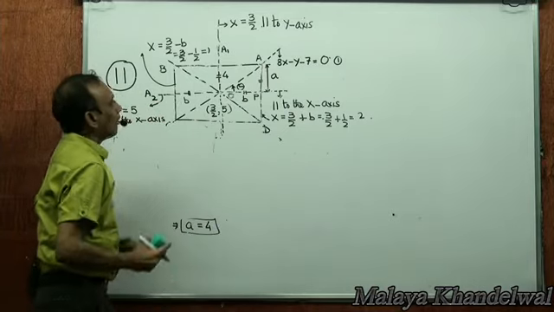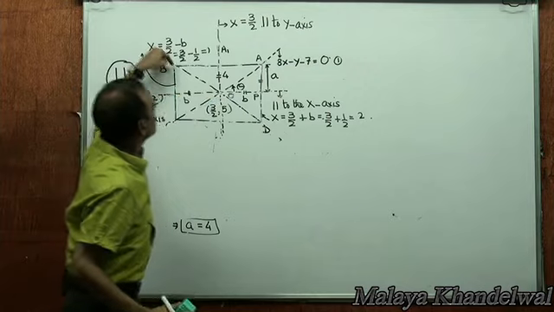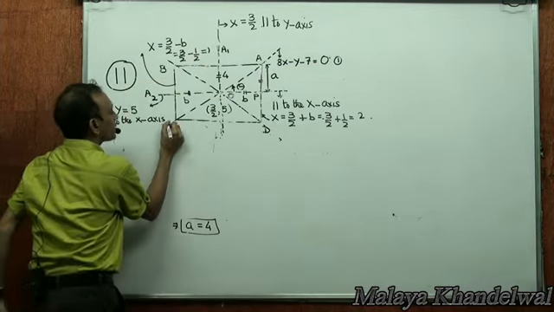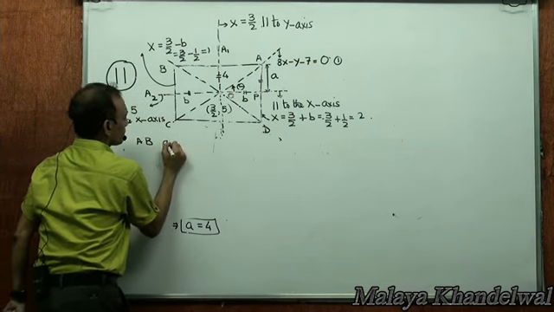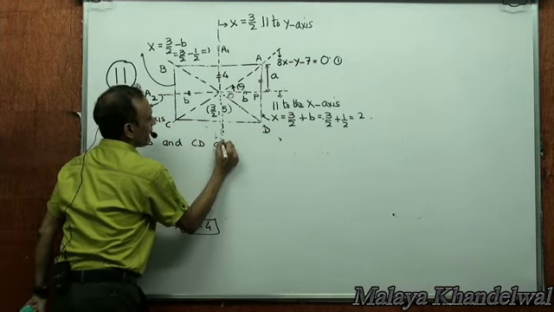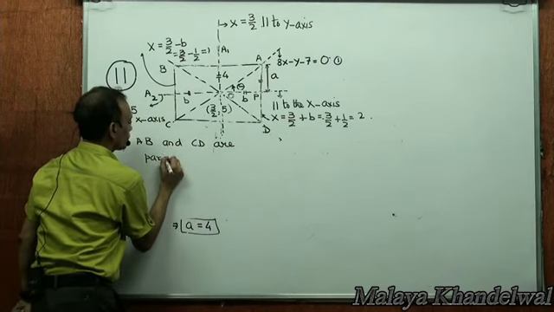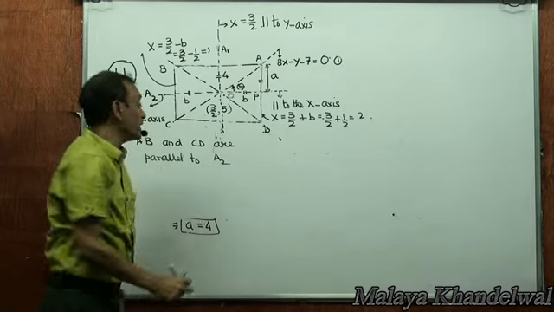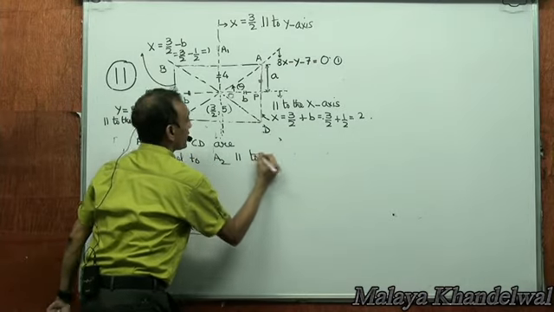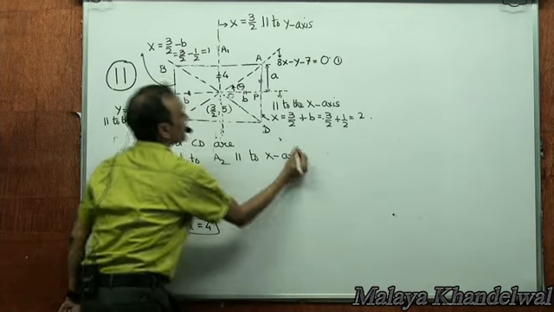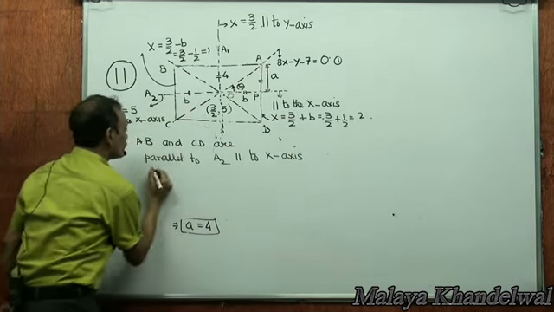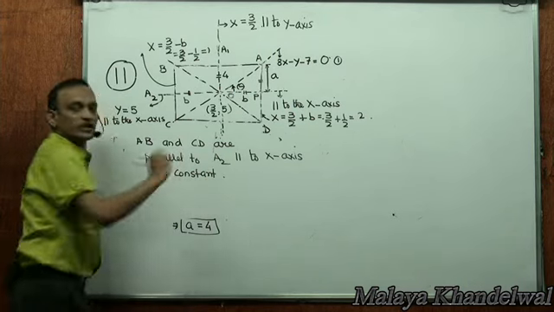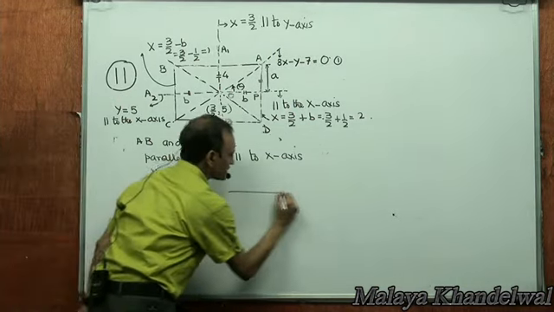Now, see, this line is y equal to constant, isn't it? AB and CD are parallel to A2. That means parallel to the x-axis. And therefore, both AB and CD would be of the form y equal to constant. Parallel to the x-axis means y equal to constant. Yes or no?